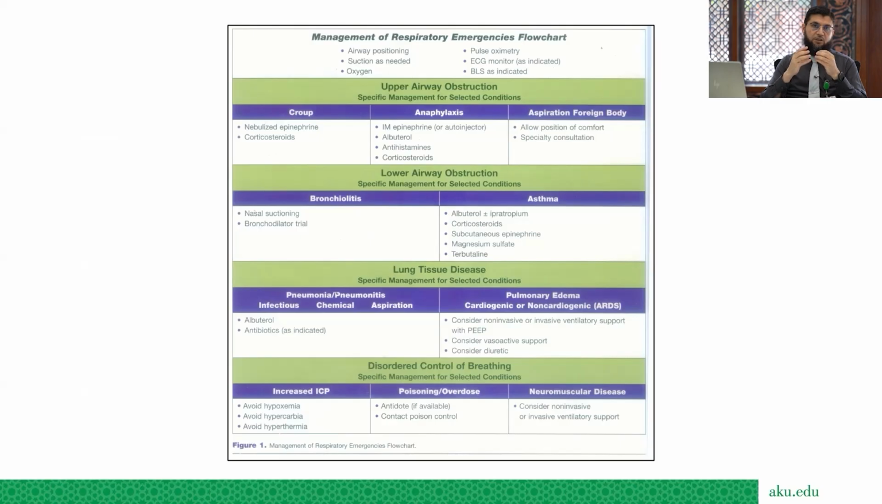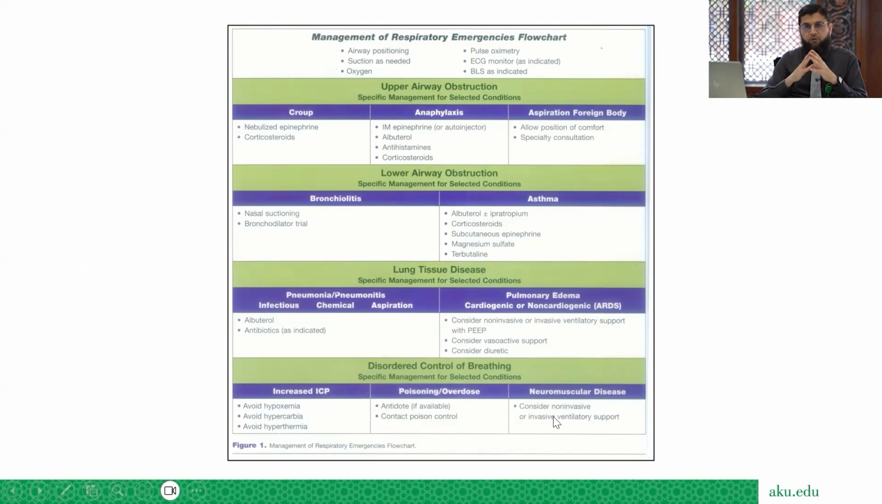If there is a disorder of control of breathing, then definitely you need to provide neuroprotection, avoiding hypoxemia, avoiding hypercapnia, and avoiding hypothermia. If there is poisoning, a specific antidote needs to be given. And if there is neuromuscular disease, you need to provide non-invasive or invasive ventilation accordingly.